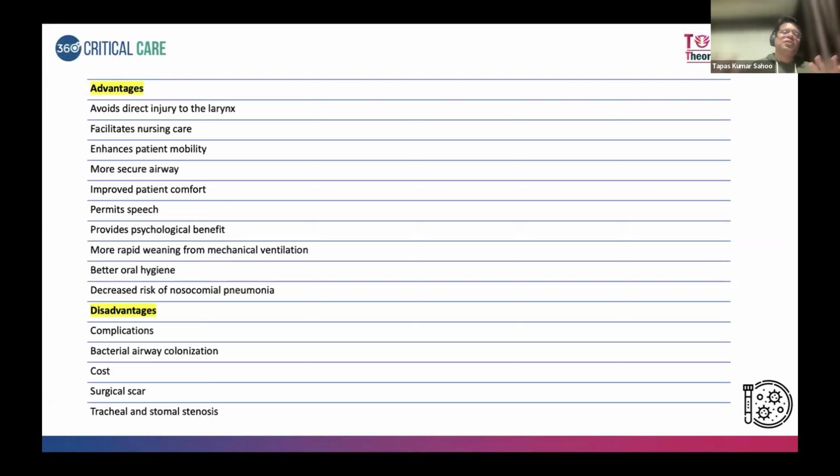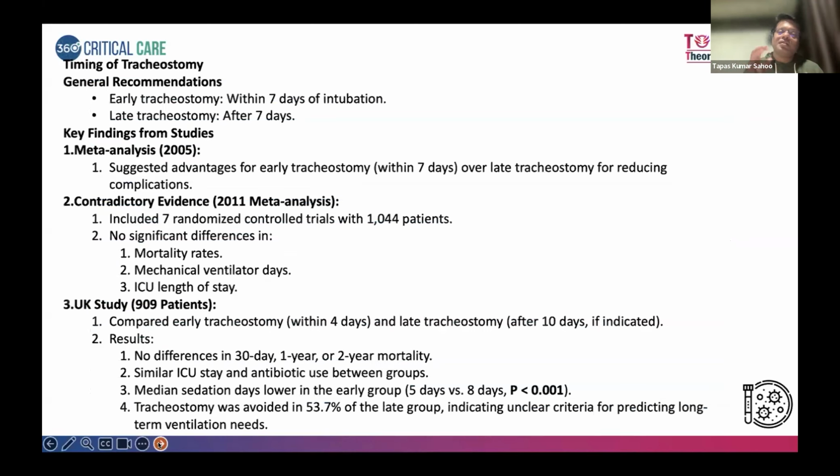Disadvantages: definitely complication would be one of the risk factors. Bacterial airway colonization, cost would be a factor. Surgical scar maybe sometimes will be there, and tracheal and stomal stenosis and other complications of the tracheostomy.